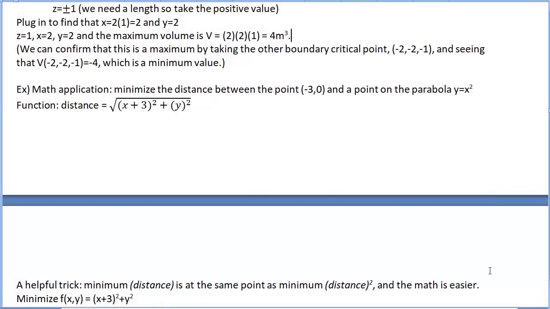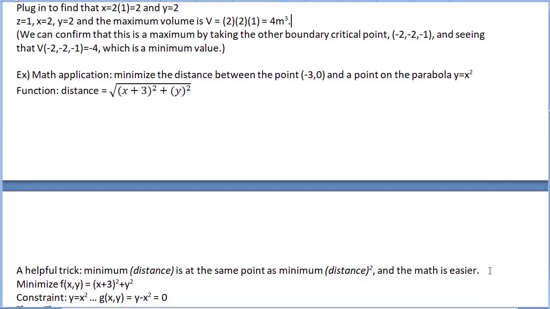So what's the constraint? We have the function we want to minimize. The constraint is y equals x squared. Now this does not look like a level curve equation. We've got to turn it into one. So we move everything to one side, so we get y minus x squared equals 0. So g(x, y) equals y minus x squared equals 0. That's my function, and now it's written as a level curve of a function.